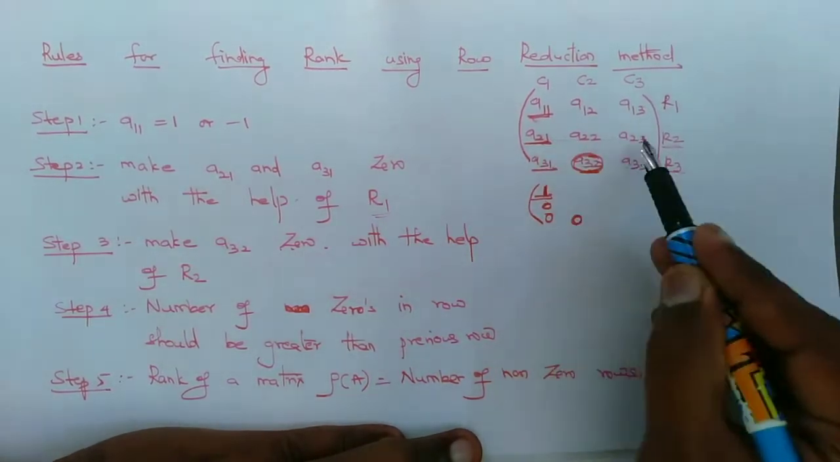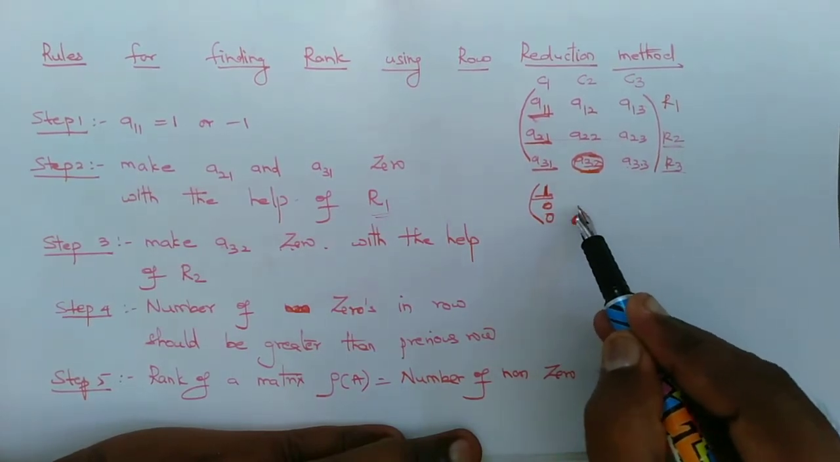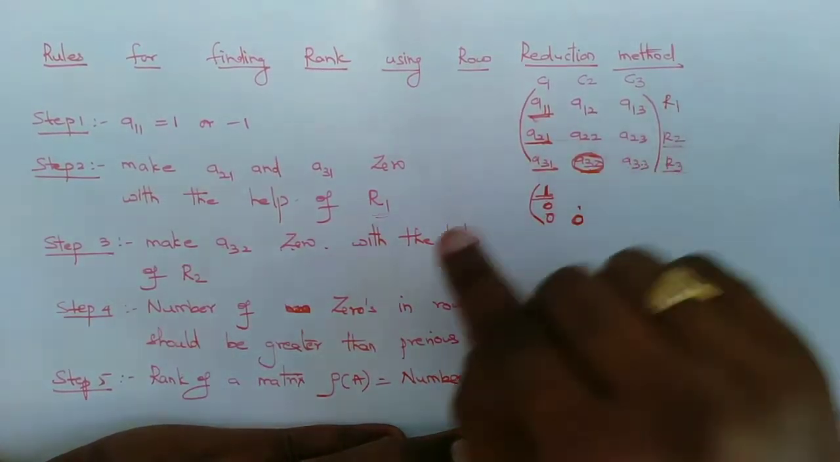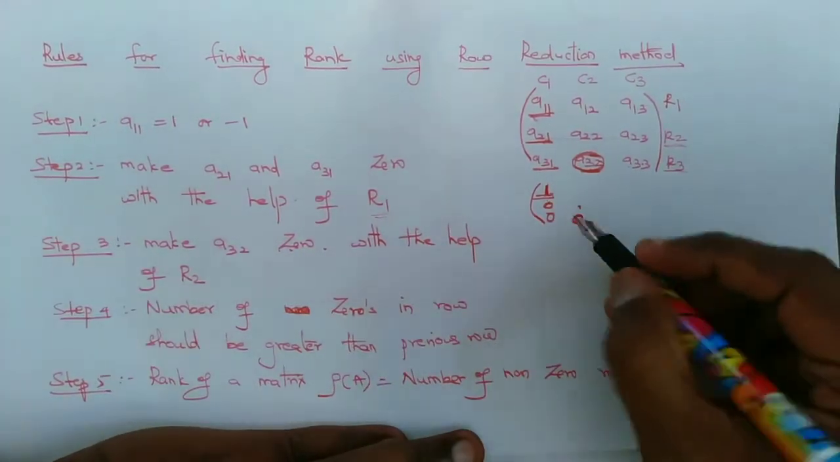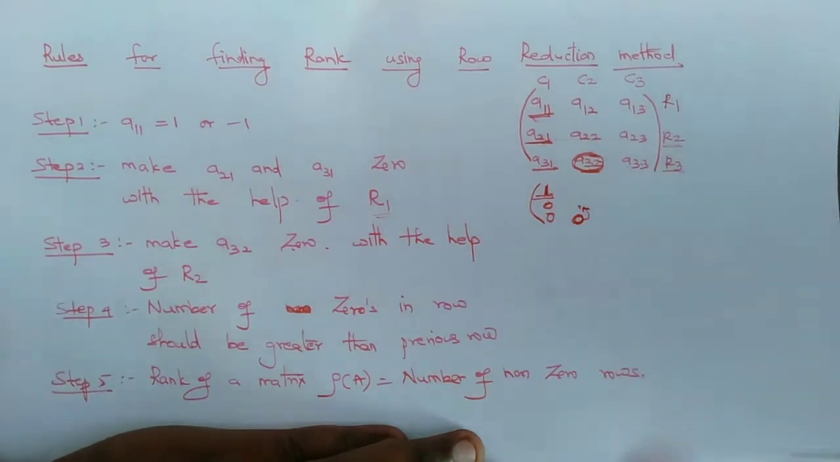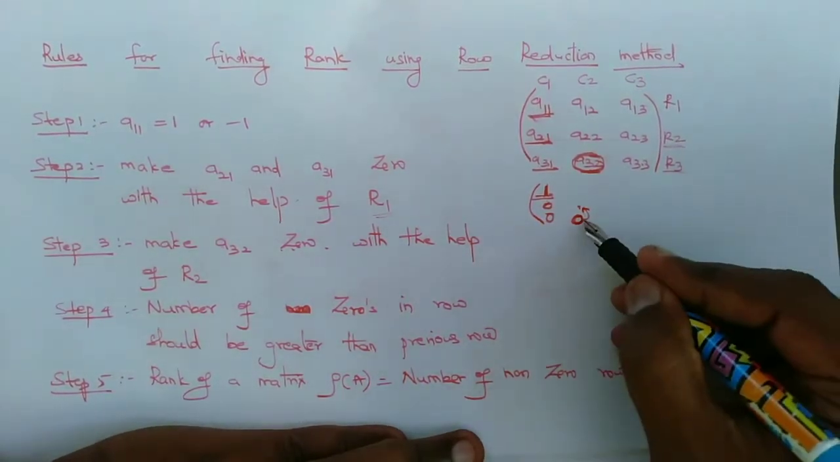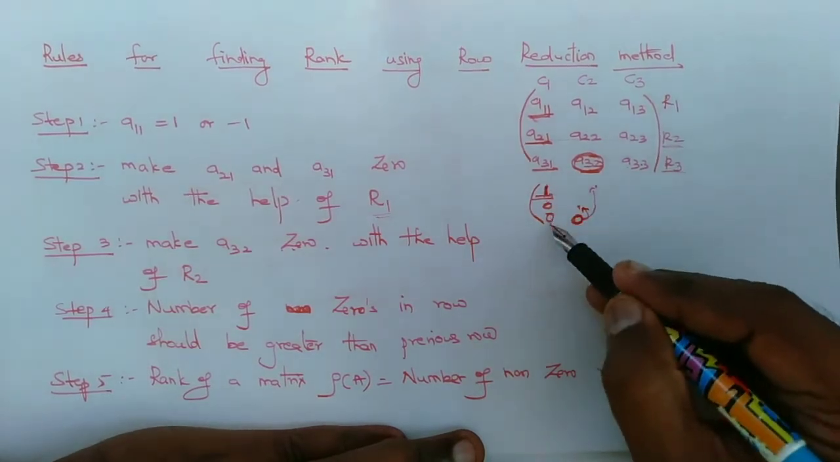There is no change in R2 and R1. So in order to make this A3 zero, I am getting the help of R2. Sir, can you get the help of R1, sir? No, you should not move to R1. If I want to make this one as 0, I need to get the help of R2 alone. Don't move to R1. If you move R1, this 1 comes once again here.